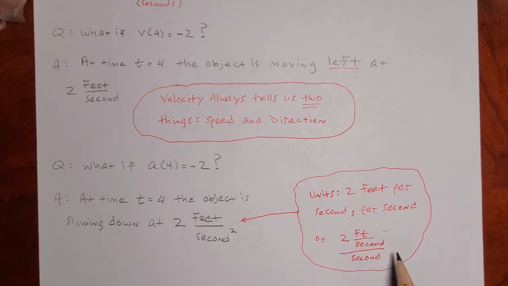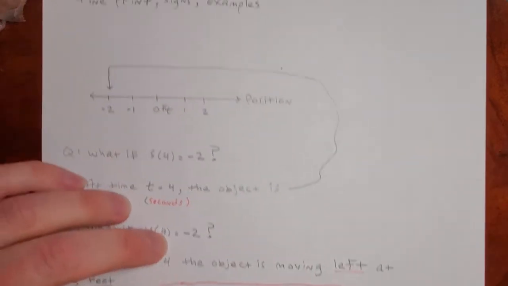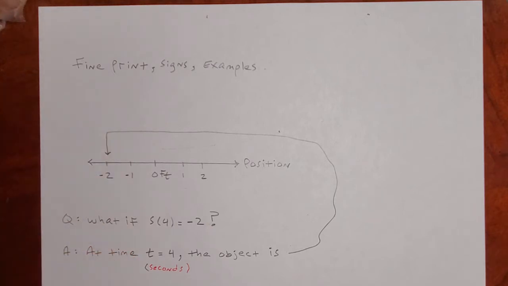Imagine if you treated those symbols for my units like numbers, like they were fractions. Then that would be like feet over seconds times 1 over seconds, which is feet over seconds times seconds squared. So that's why acceleration has units of distance over time squared, just universally. Okay, so that's what I consider to be a little bit of the fine print.